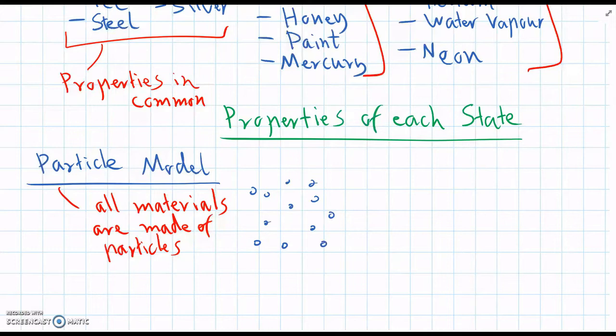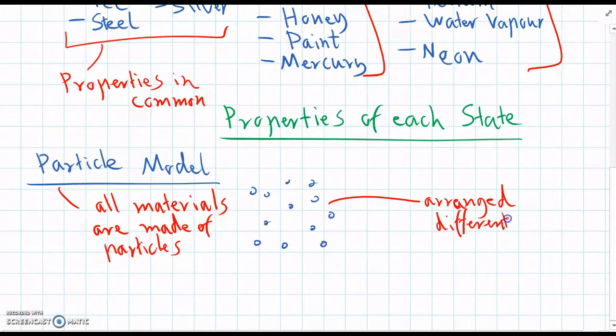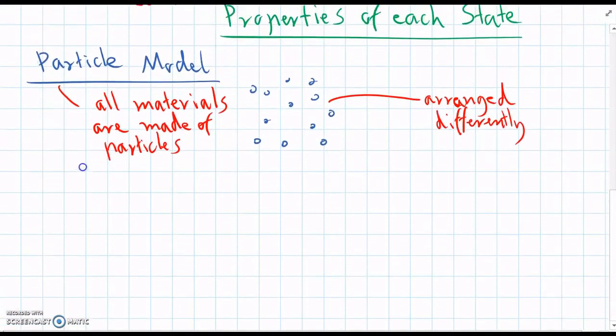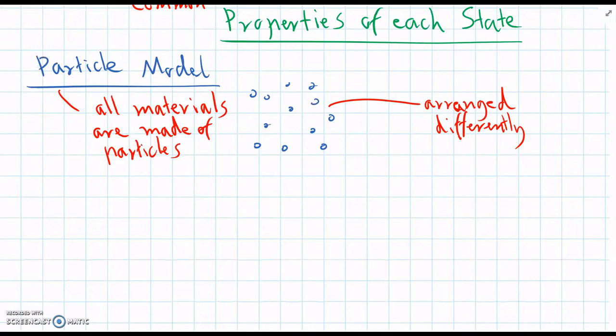But what we have discovered is that the particles are arranged differently in each state. So the particles in a solid are different to a liquid and different to a gas. Arranged differently depending on the state. So let's look at each state and how the particles are arranged and how this affects the properties as well.